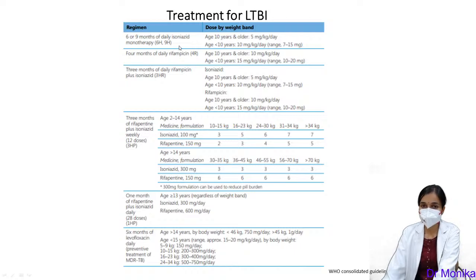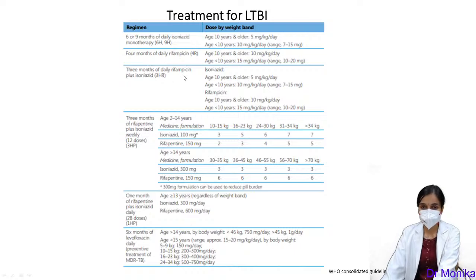So these are the treatment regimens. Most commonly, the 6-month daily isoniazid monotherapy is followed, both for children and adults. Second is the 4-month daily rifampicin treatment, which is mainly used to avoid the risk of hepatitis.